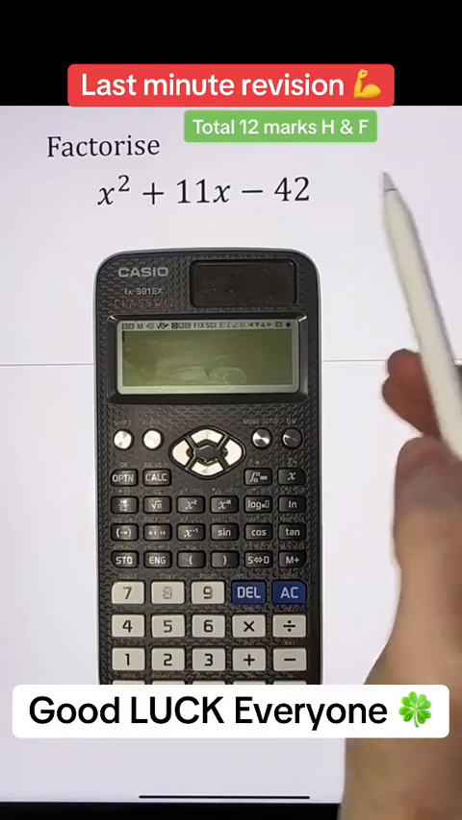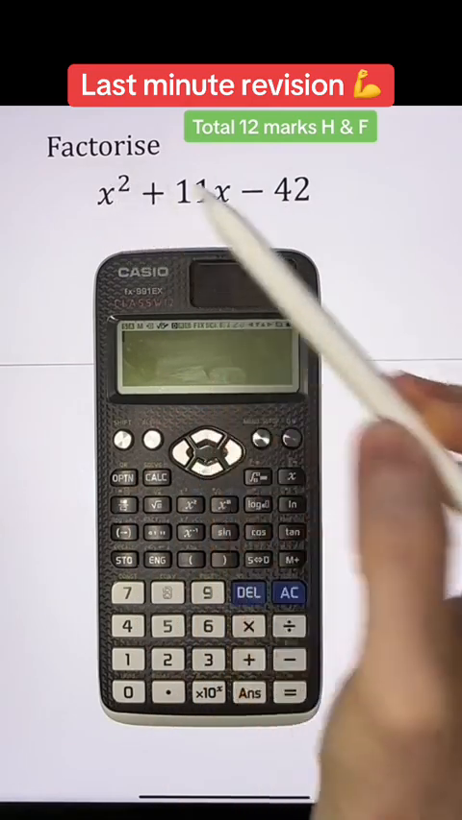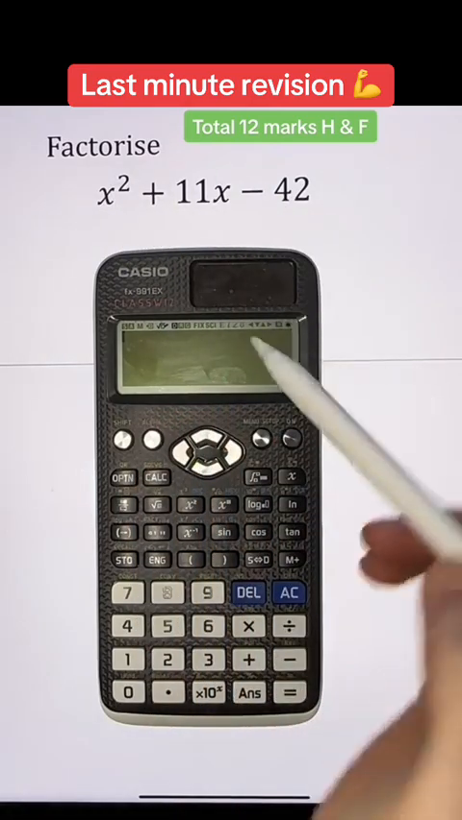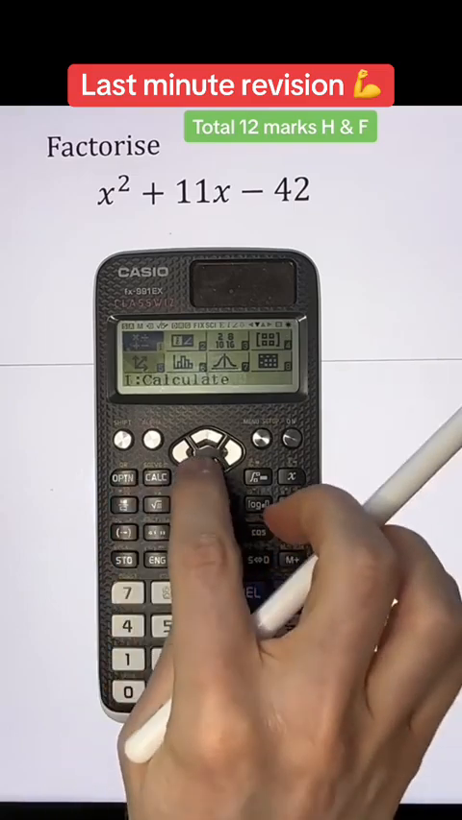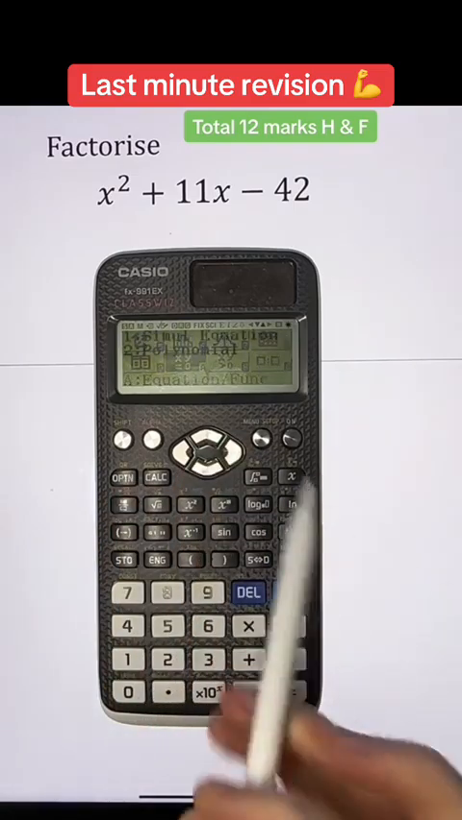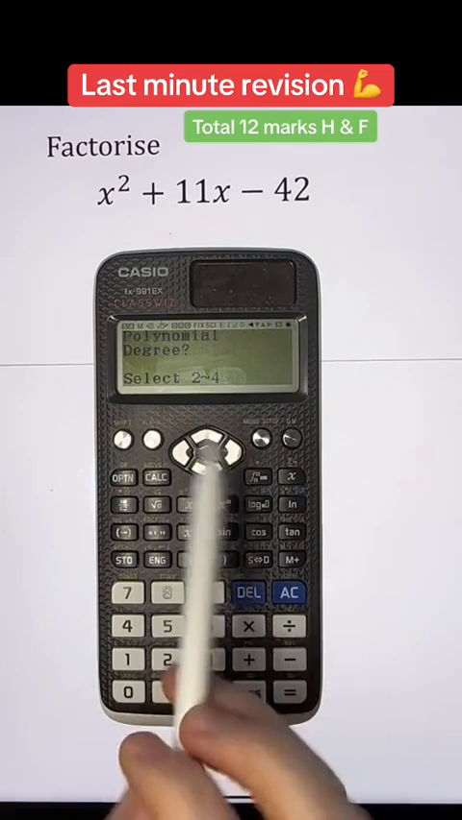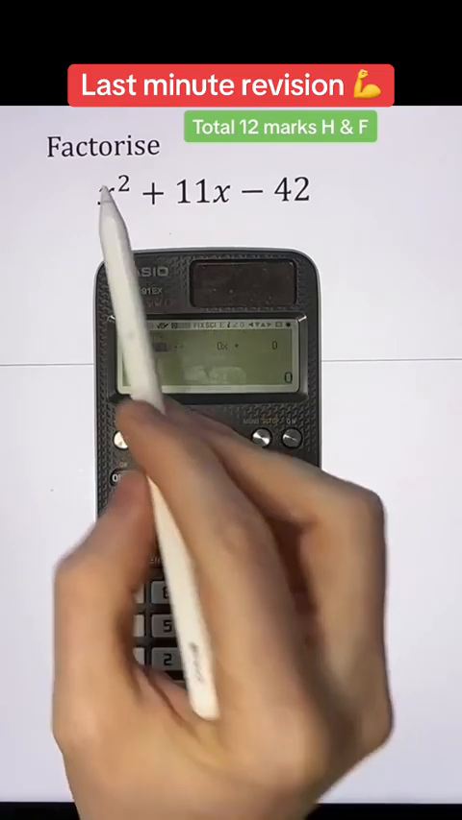Factorise means to put back into brackets. If we have 3 terms, a quadratic in terms of x, it's going to factorise into double brackets. We can use our calculator to help us. We can just press menu, go down to equation, press equals, enter 2 for polynomial of degree, it's a quadratic, it's order of 2. Enter our values for a, b, and c.